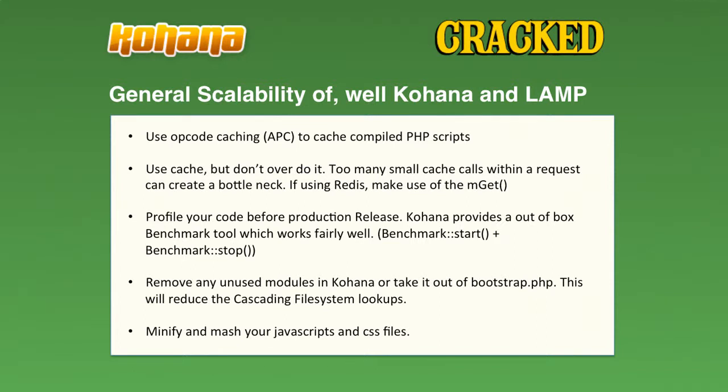And then general scalability, well, Kohana and LAMP, right? As a framework, as you keep scaling the site, eventually the framework is doing what it's supposed to do. What's really bottlenecking you is your own implementation. So there's common practice like use opcode caching like APC, which is extremely powerful and simple to do.